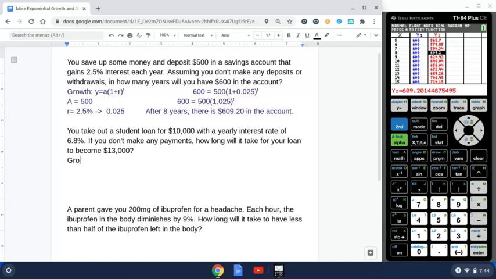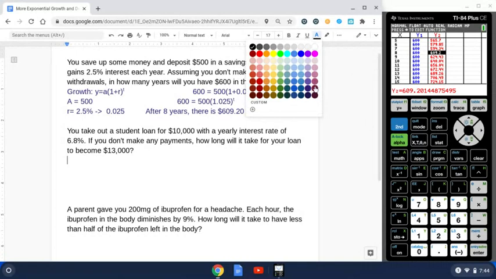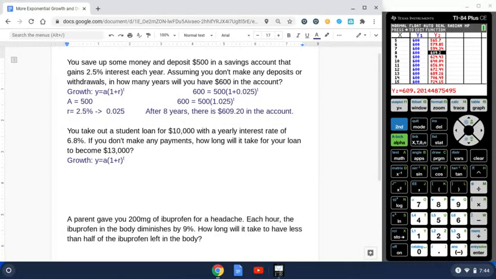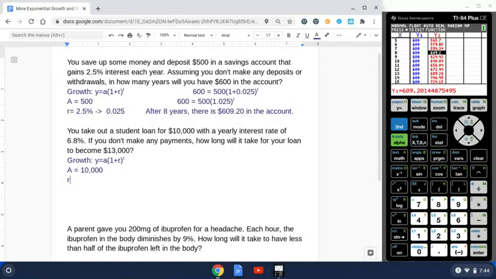So same thing here. This is going to be growth because the amount we owe is getting bigger if we're not making payments on it. So we're using y equals a times 1 plus r, all of that raised to the t. And our a value is what our loan is starting at. That's $10,000. And then our rate r is 6.8%, but we have to make this into a decimal in order to plug it into the equation. So that'll be 0.068.